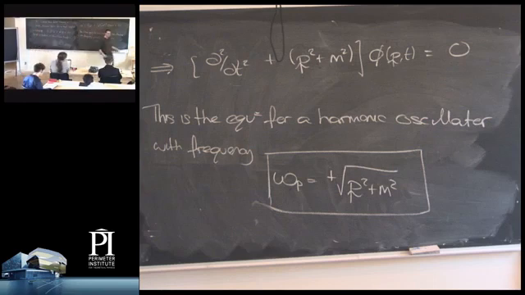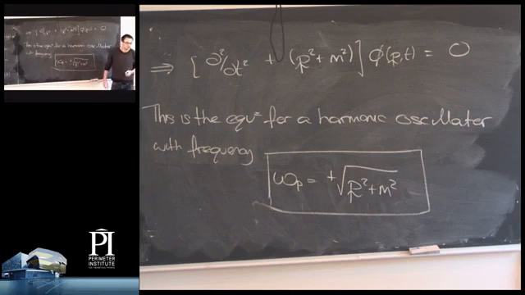Why negative? This is my definition of omega p. What sits in here is omega p squared, so I'm just defining omega p to be the positive square root. It'll be useful.